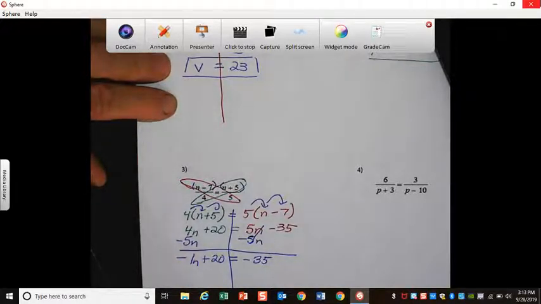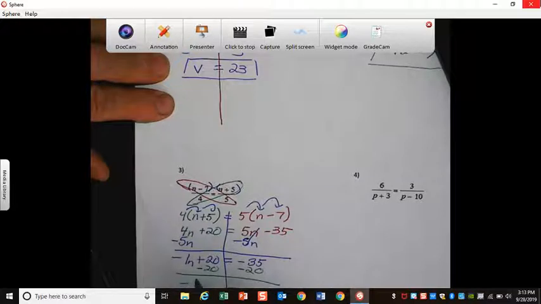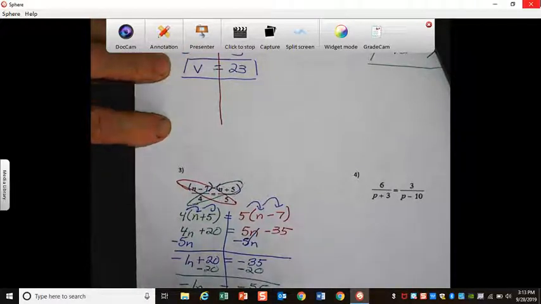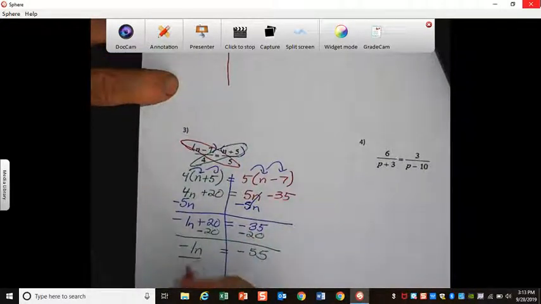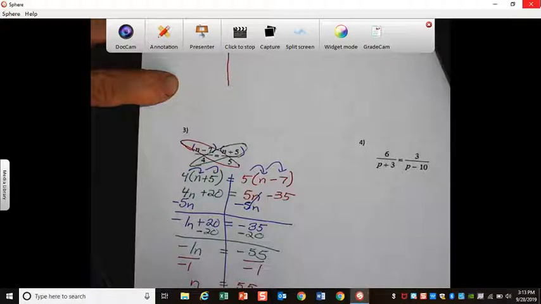So now I'm going to subtract 20 from both sides. And I have negative 1n equals negative 55. And to get rid of negative 1 on both sides, since this is multiplication, negative 1 times n, I'm going to divide both sides by negative 1. And I get a positive n equals a positive 55, because a negative divided by a negative is positive. 55 divided by 1 is 55.